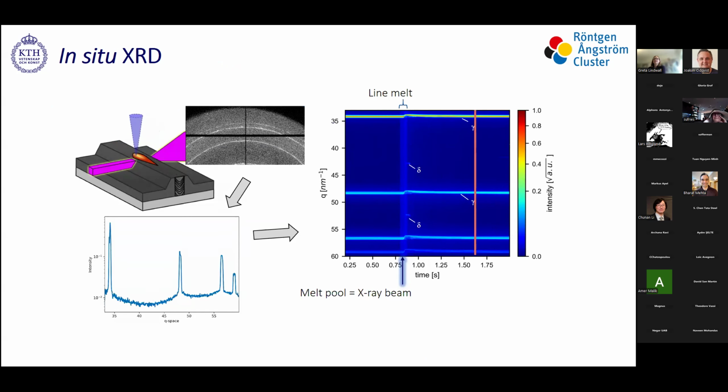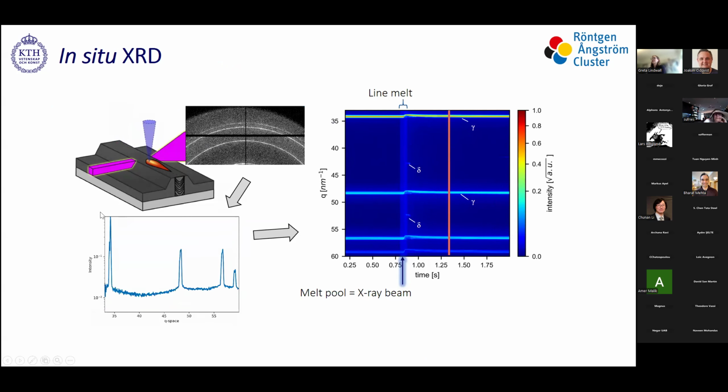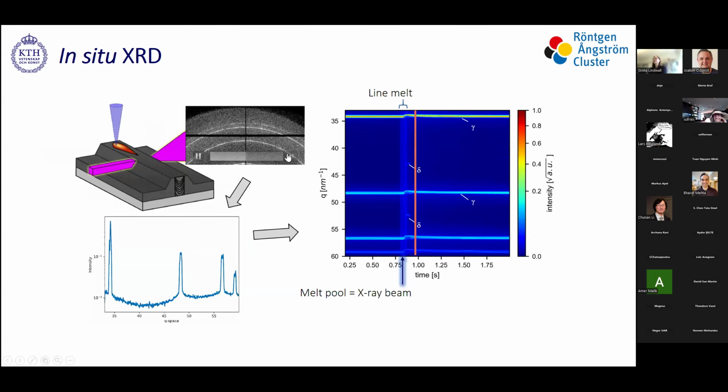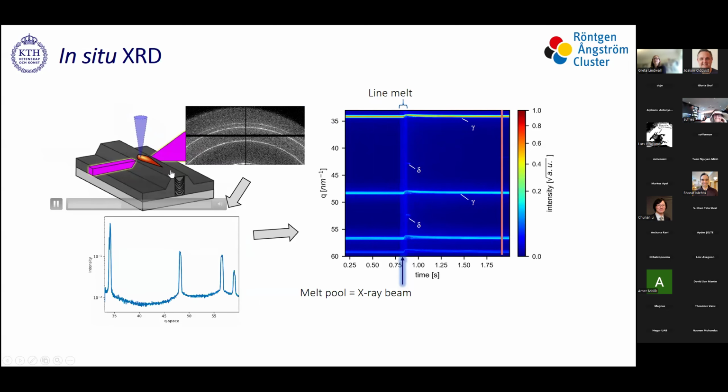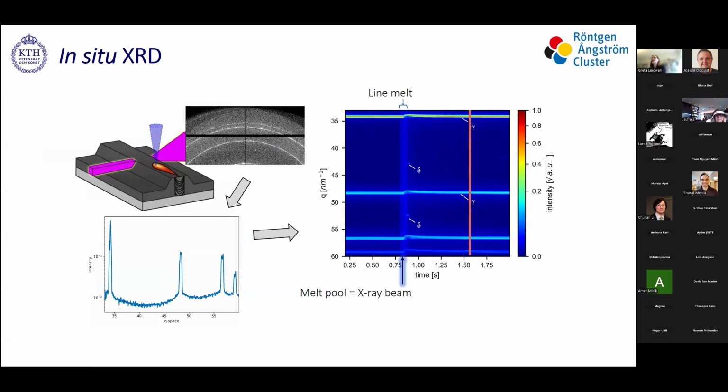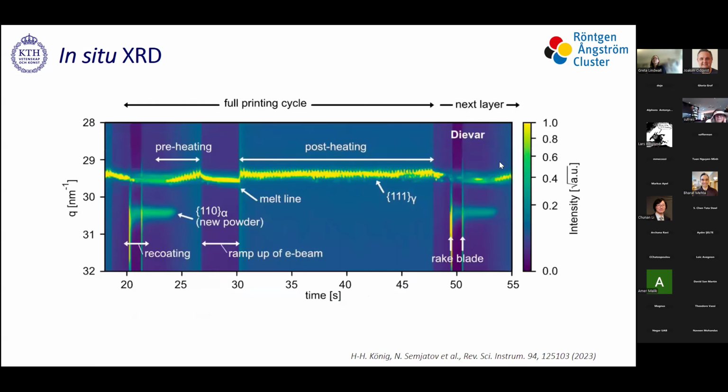This is similar to what I showed you in the laser X-ray studies. We have the electron beam melting the powder bed, and then we get the diffraction patterns and how they evolve with time. And since we can repeat or simulate all the process steps during the printing, we can also record the diffraction patterns throughout a printing cycle. One example is shown here.